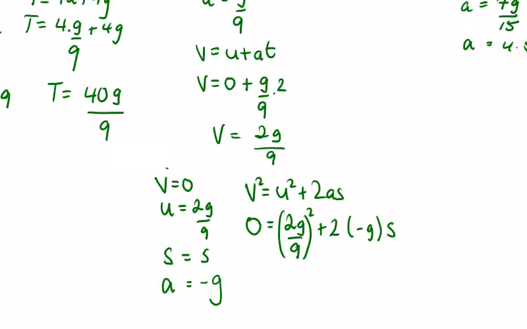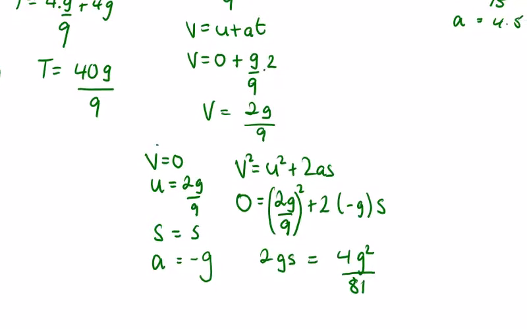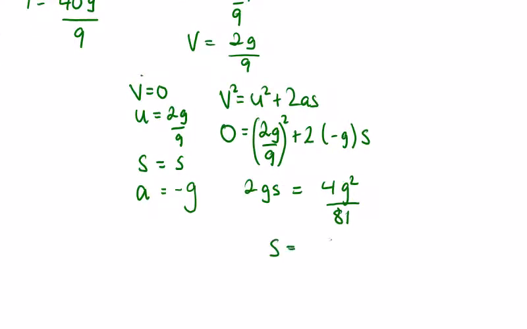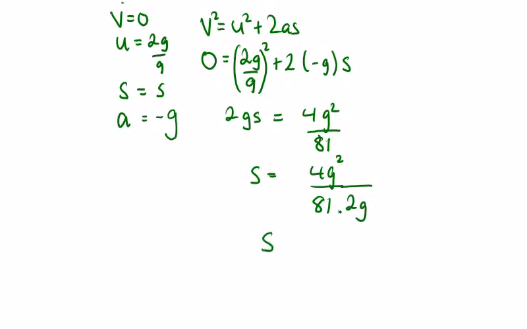So we're going to get 2gs is equal to 4g squared over 81. So s is equal to 4g squared over 81 divided by 2g. I'm going to put just the 2g on the bottom here, and you can see the 2g will divide into the 4g squared. So s is equal to 4g squared divided by 2g, which is 2g over 81. And we were dealing in meters per second here.